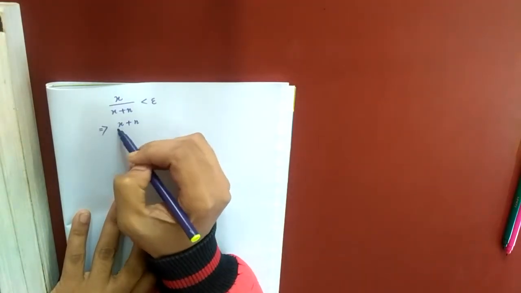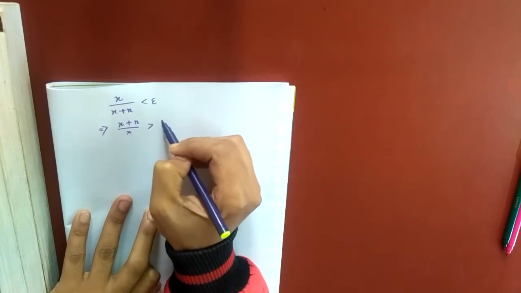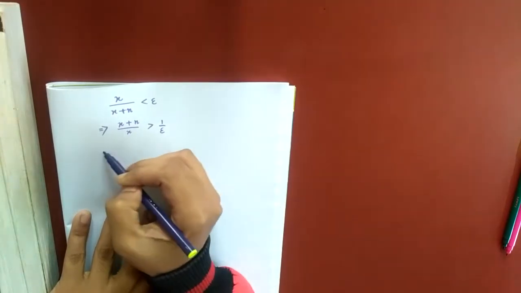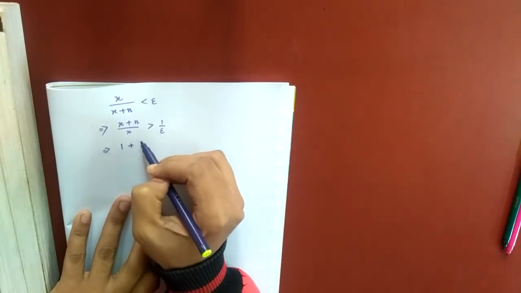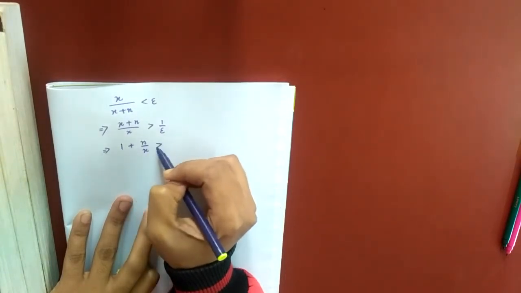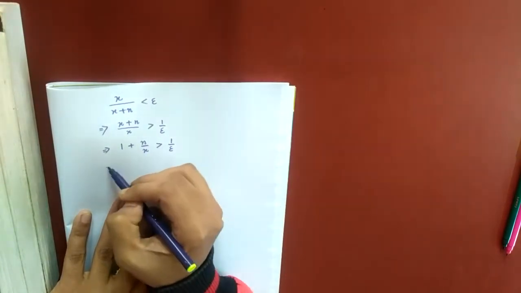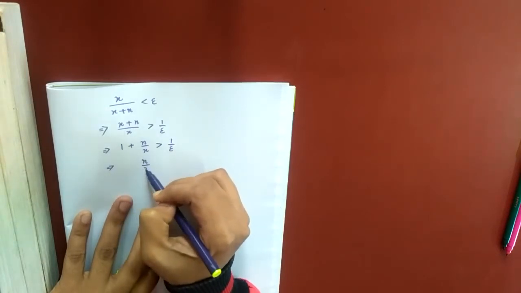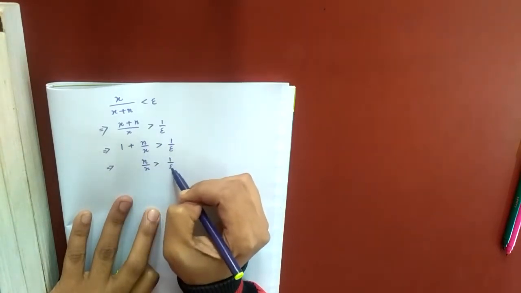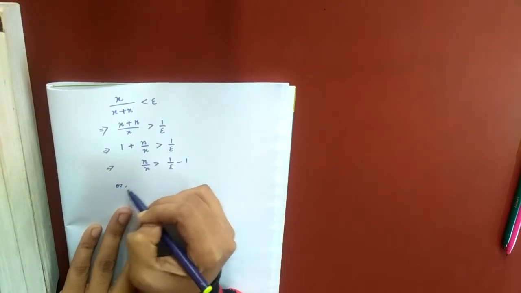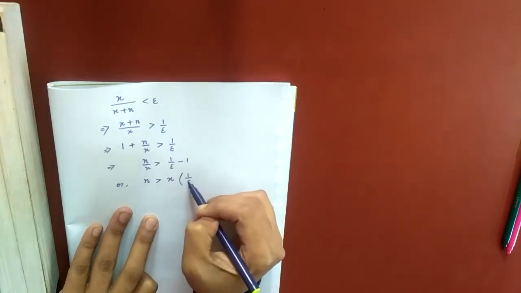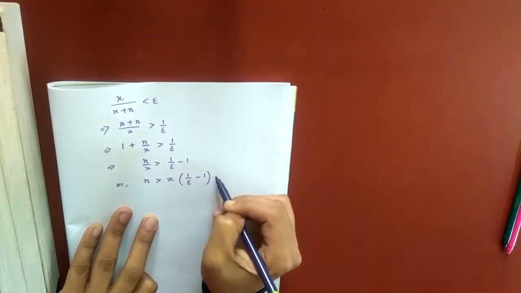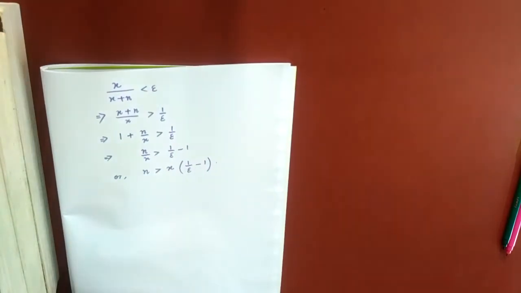Reciprocate both sides. (x + n) by x will become more than 1 by epsilon. Splitting up, x by x is 1 plus n by x greater than 1 by epsilon, and that will imply n by x greater than 1 by epsilon minus 1, or n greater than x times (1 by epsilon minus 1). Any confusion up to here?